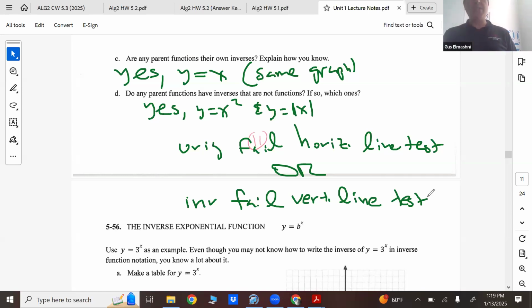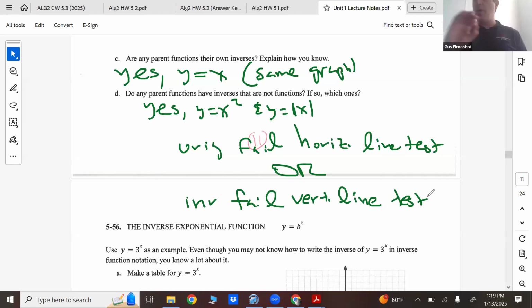Or you can apply the vertical line test directly to the inverse. The vertical line test: if you draw a vertical line and it touches more than once, it fails. When I drew the inverses for y equals x squared and y equals absolute value of x, those vertical lines failed. They crossed more than once. That's how you have to look at it. So again, just draw a horizontal line on the original. If it passes more than once, its inverse won't be a function. Or look at the inverse itself: draw vertical lines on the inverse. If it passes more than once, it fails. So there are 2 ways you can look at it.